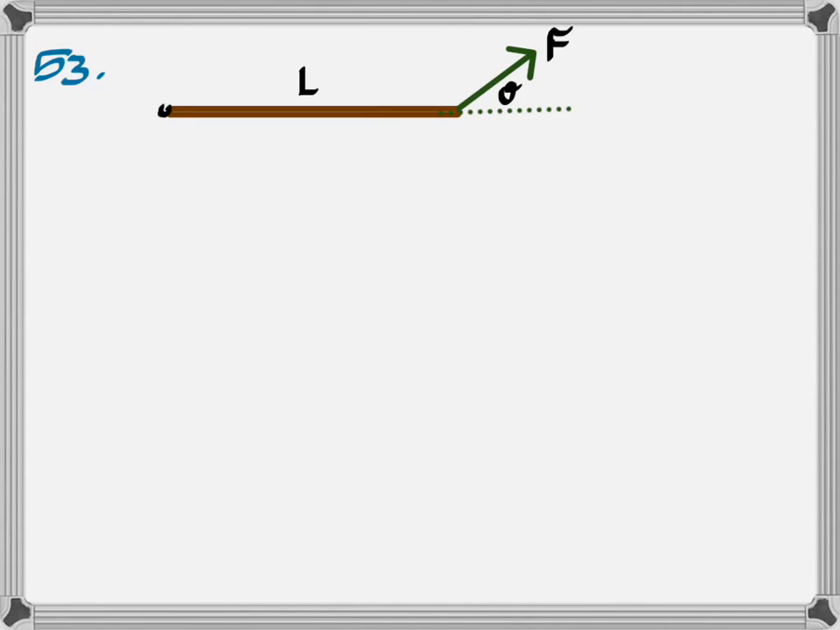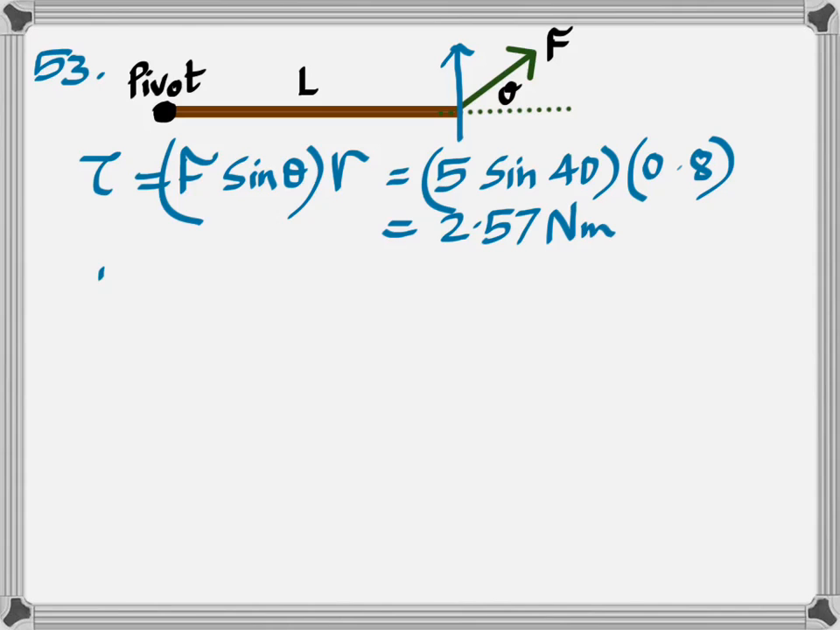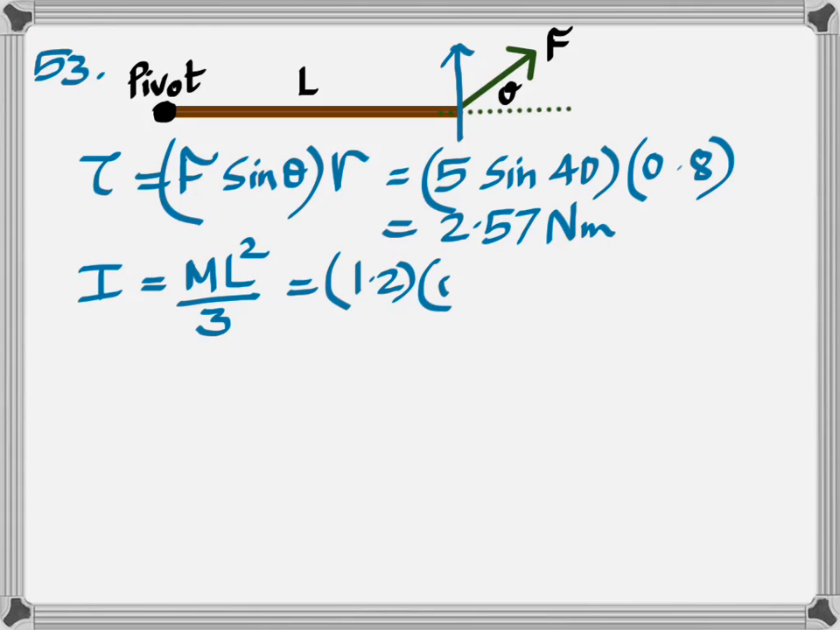So in 53, the force is at an angle there. That's the pivot. So you see the component which is at right angles to the distance now. So you get F sine theta times R. The angle is 40 degrees. You have the force.